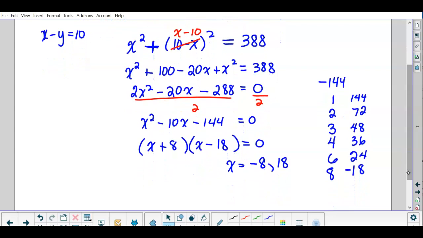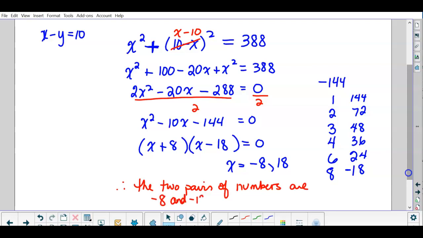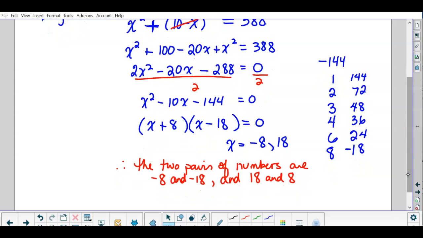Okay, and then statement answer on your solution. So therefore, the two pairs of numbers are negative 8 and negative 18, and 18 and 8. There's a lot of m's there, so you might want to show it like this.